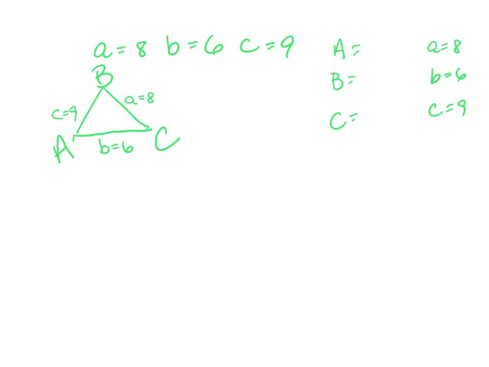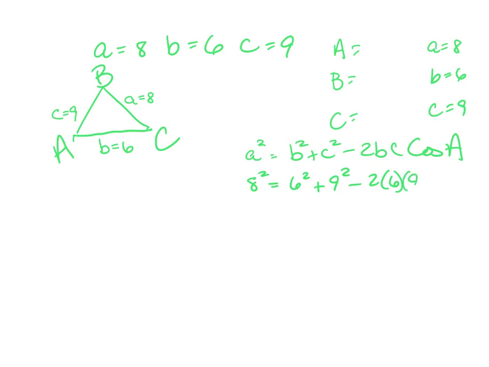The one with the big A is a squared equals b squared plus c squared minus 2bc cosine of big A. And I'm going to plug in what I know. I know that 8 squared equals 6 squared plus 9 squared minus 2 times 6 times 9 times cosine of A. Everybody understand what I did?